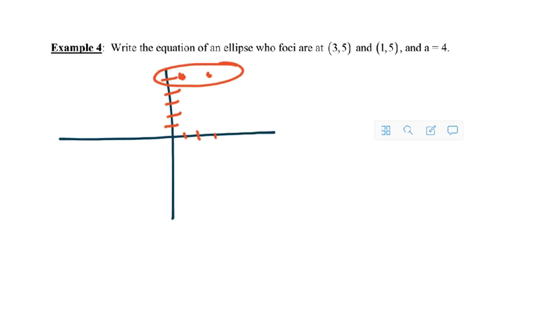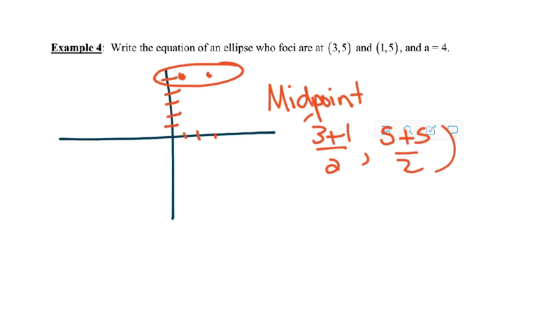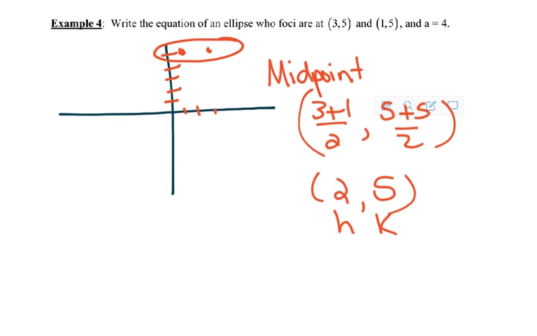First of all, the foci are also equidistant from the center. If the foci are equidistant from the center, how can I find the center? I could use the midpoint formula. So I add the x's, divide by 2. I add the y's, divide by 2. So I'm going to get (2, 5). That's my h and k. Next, how far away from the center are the foci? That's c. Well, if the foci are at (1, 5) and (3, 5), they are 1 unit away from the center, which means c is 1.